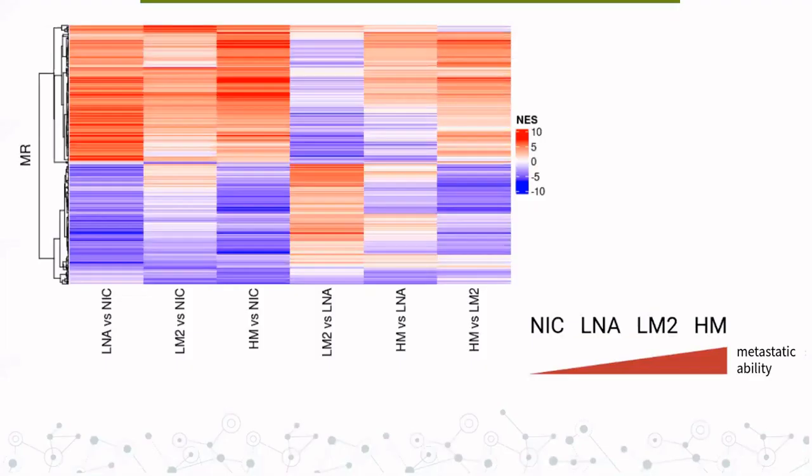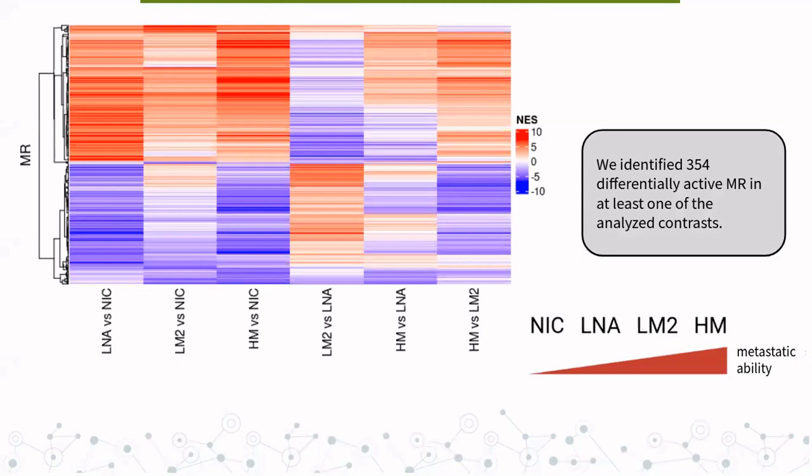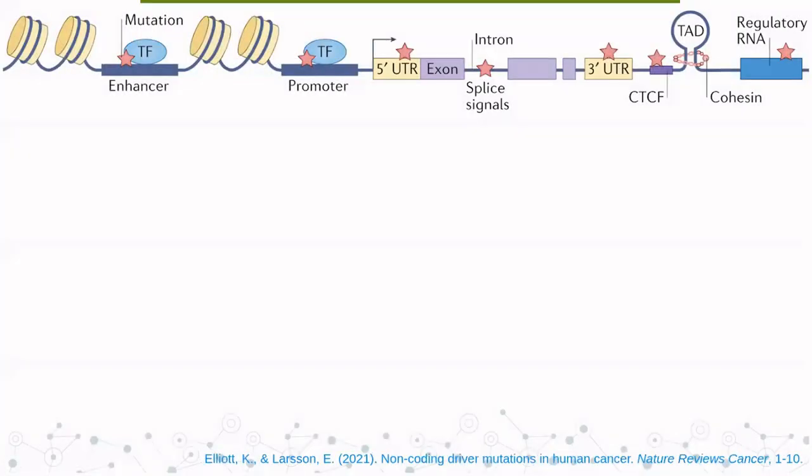This led us to a list of 354 significant regulators differentially active in at least one of the analyzed contrasts. Afterwards, we focused on non-coding somatic mutations registered in TNBC.